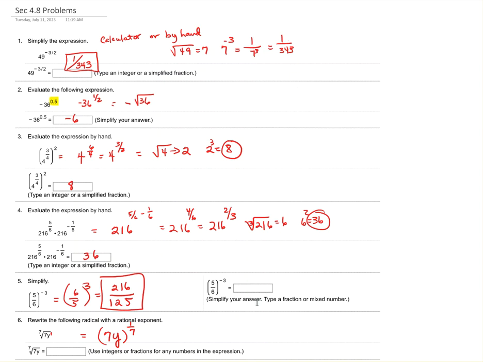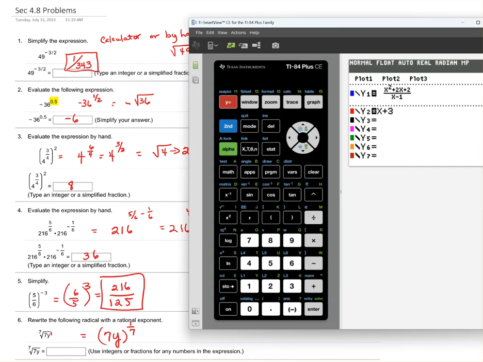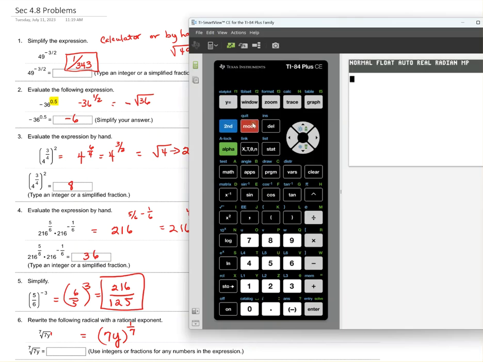But I want to show you on the calculator how we can do this as well. Pretty easy. Let's get out of the graphing mode, and if we just put 49 raised to parentheses negative 3 divided by 2, and we hit enter.